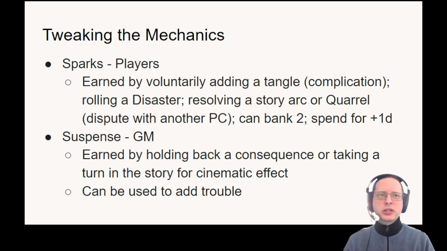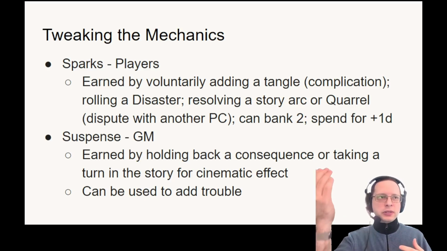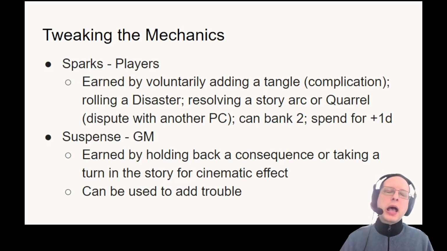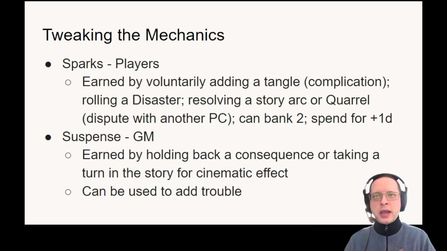I briefly touched on this earlier when we were talking about rolls, because one of the main ways that you utilize sparks is you spend sparks to gain an extra die whenever you are doing an action roll. These are actually earned by voluntarily adding a tangle to the play, which is some form of more medium to long-term consequence for your character, like your character not necessarily acting in their best interest because that just fits the character. If your character ends up rolling a disaster because of Thorns knocking down their roll, that's another place where they can earn sparks. And your characters can also earn sparks by resolving a story arc.